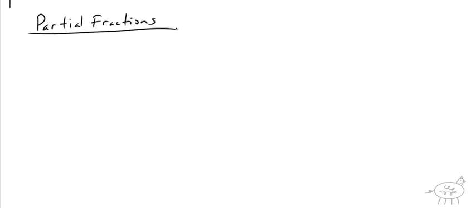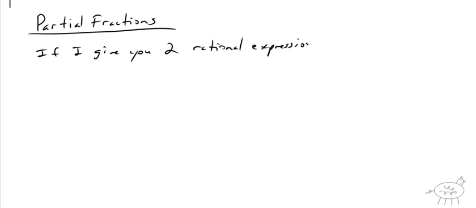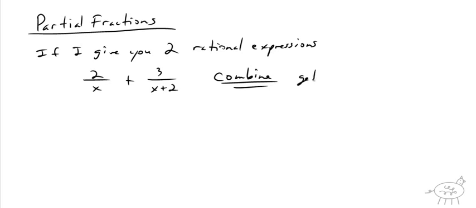All right, so here's the deal, math fans. If I give you two rational expressions, like 2 over x plus 3 over x plus 2, and I ask you to combine them, what do you do? Well, don't you get a common denominator?